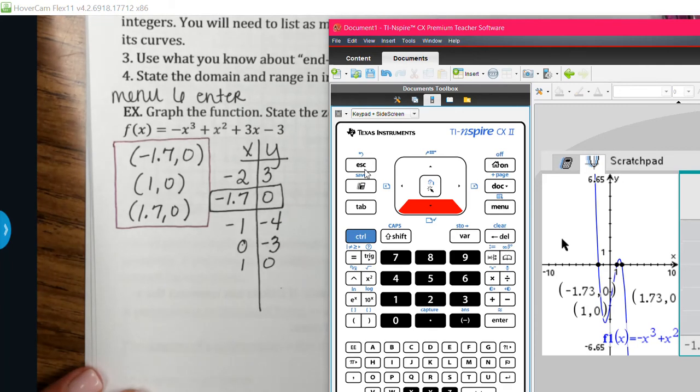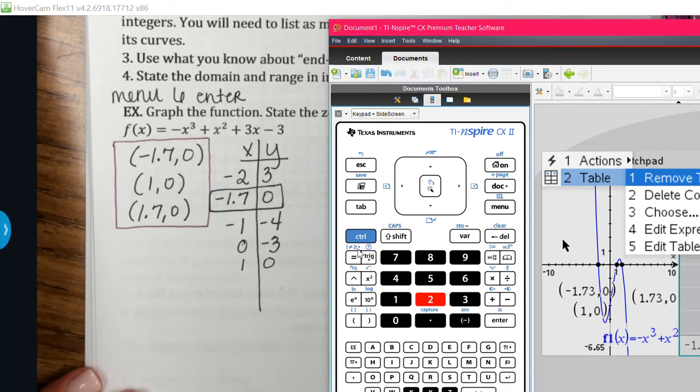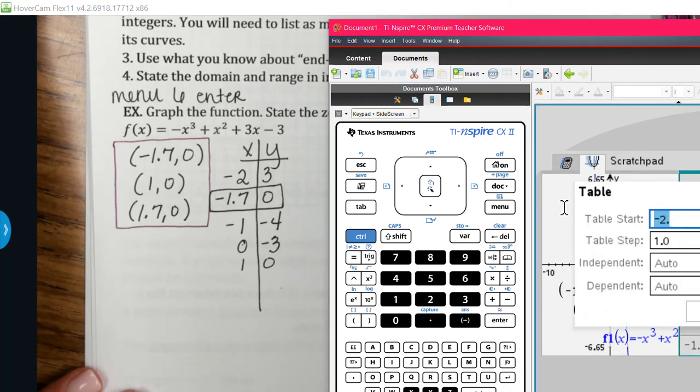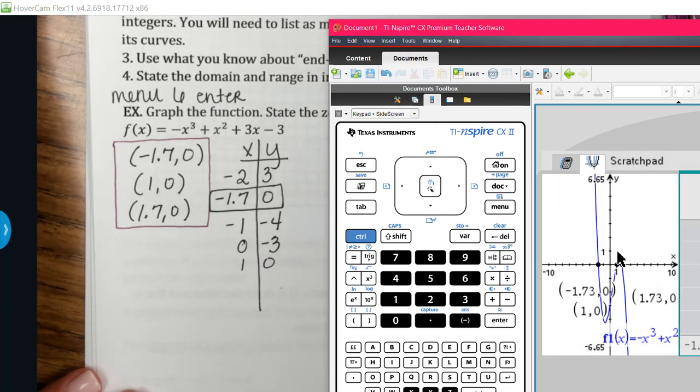Now, it jumped straight to a 2. Now, I know that 1.70 is there also. If you wanted numbers in between that, you could change the table. Menu to edit table settings. My table step, I could change that. If you wanted to change it to 0.1, you could. I'm not going to for right now, but that is also how you could do it.